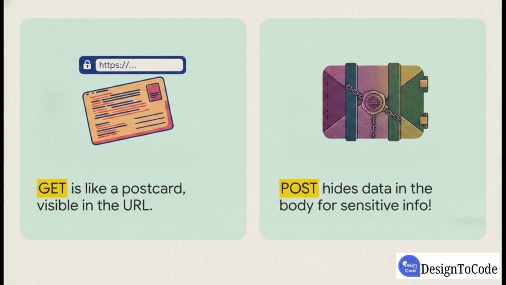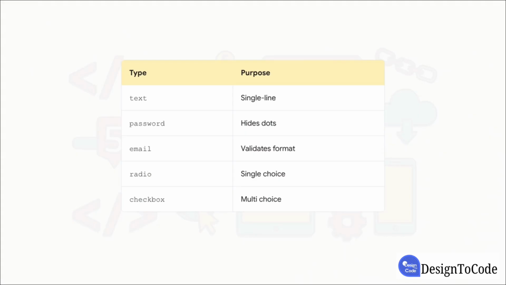Think of the GET method like a postcard. The data you send is visible right there in the URL for anyone to see. It's totally fine for a simple search bar, but for anything else, you want to use POST. POST is like a sealed letter, where the data is hidden safely inside the HTTP request body. It is absolutely mandatory to use POST for passwords and sensitive user data. No exceptions.